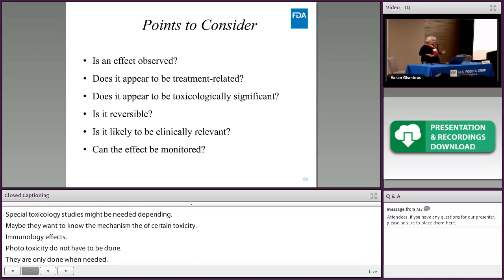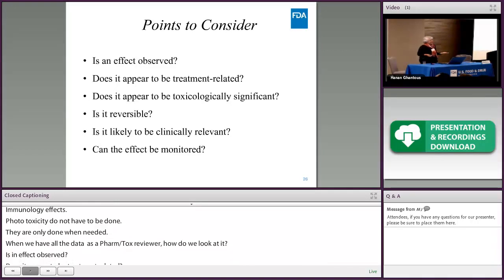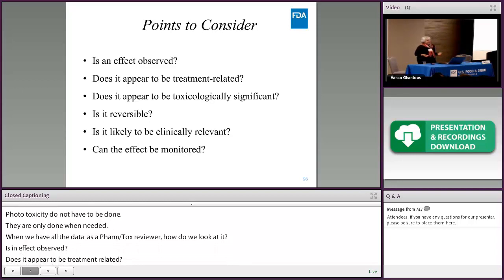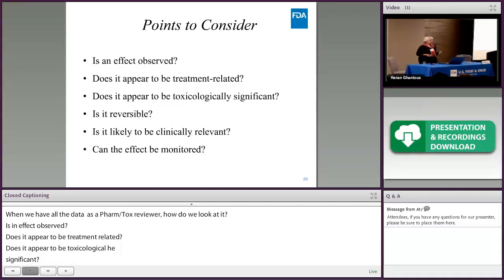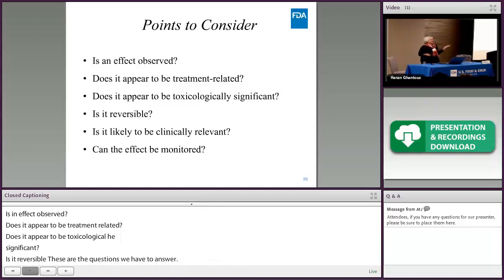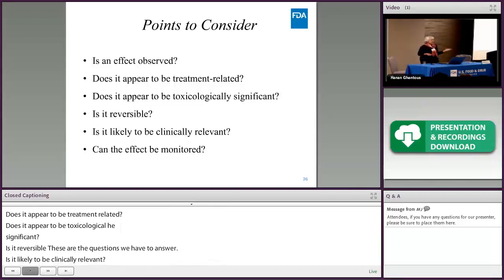Well, is an effect observed? Does it appear to be treatment related? Does it appear to be toxicologically significant? Is it reversible? These are all the questions that we have to answer. Is it likely to be clinically relevant? And the most important question that our clinicians want to know: can the effect be monitored? Because when we see something and we tell our clinicians there's a necrosis in the heart, well, is that going to be monitored? So that's what they want to know. What can they monitor in the clinic?